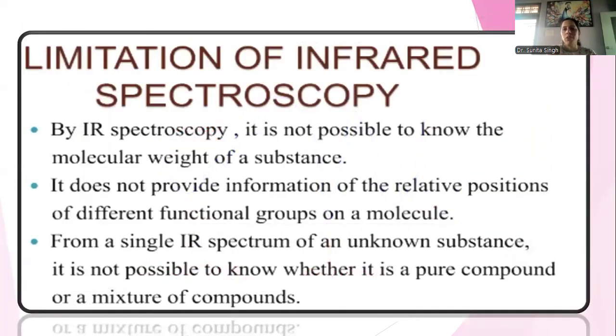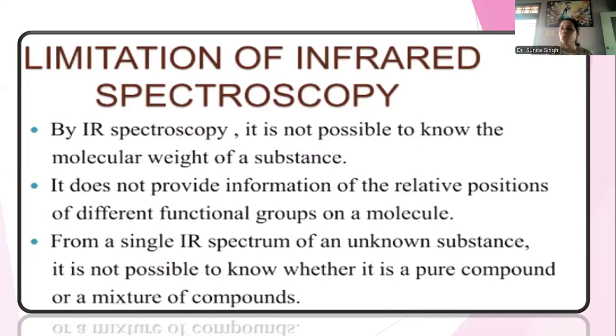Although we have learned very good things about IR spectroscopy, there are still limitations. By IR spectroscopy, it is not possible to know the molecular weight of a substance. It does not provide information on the relative positions of different functional groups on a molecule. From a single IR spectrum of an unknown substance, it is not possible to know whether it is a pure compound or a mixture of compounds. So there are some limitations of IR spectroscopy.